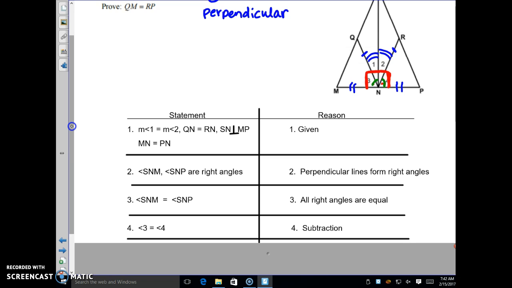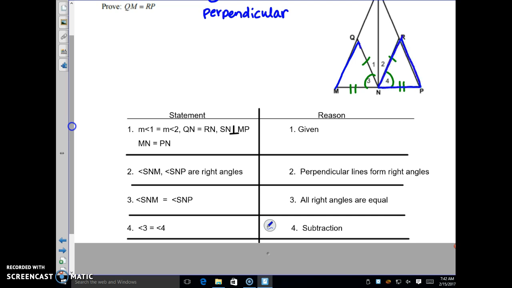All right, so let's take a look at what we have now. Let's clean this up a little bit. We found angle 3 is equal to angle 4 by subtraction. We were given the fact that QN and RN were equal, and we were also given that MN and NP were equal. We need to prove that QM and RP are equal, so that means that we need to prove these two triangles are equal.